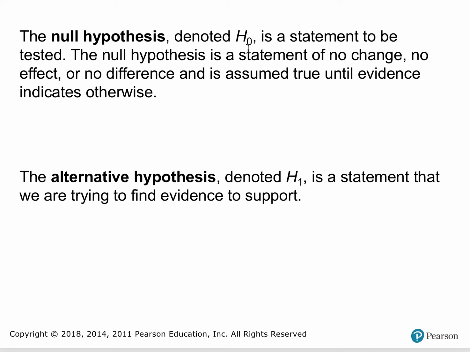The null hypothesis, which we're going to denote by H sub 0, is a statement to be tested. The null hypothesis is a statement of no change, no effect, no difference, and is assumed true unless evidence indicates otherwise. The alternative hypothesis, H sub 1, is the statement that we're trying to find evidence to support. So null hypothesis, the original statement, right? An alternative hypothesis, the one that we're testing.